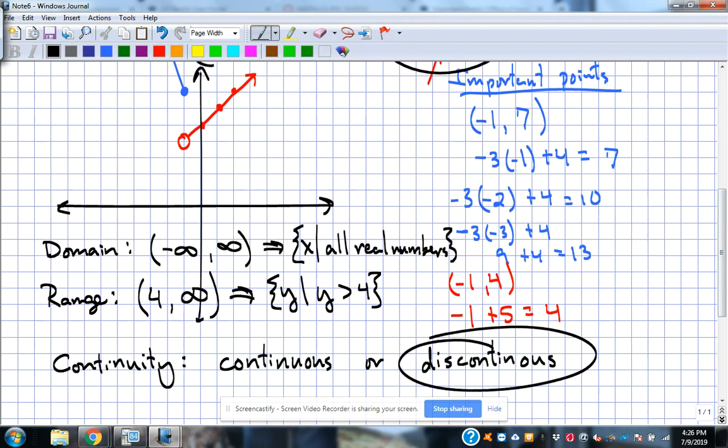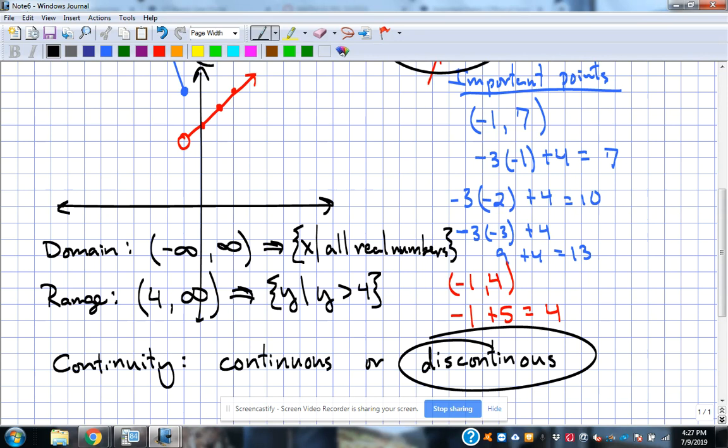The layman's way of defining continuous and discontinuous is: if you trace the graph and you've got to pick up your pencil to move, that's discontinuous. If you can trace it and not have to pick up your pencil, it's continuous. Okay, so really easy idea. It's just basically looking at it and seeing, can I trace that without picking up my pencil? If I can, it's continuous. If I can't and I have to pick up my pencil, it's discontinuous.